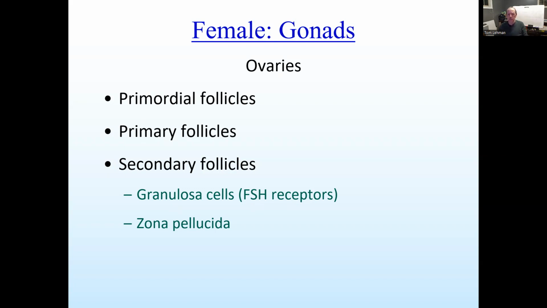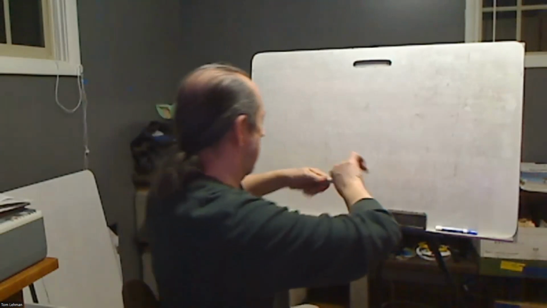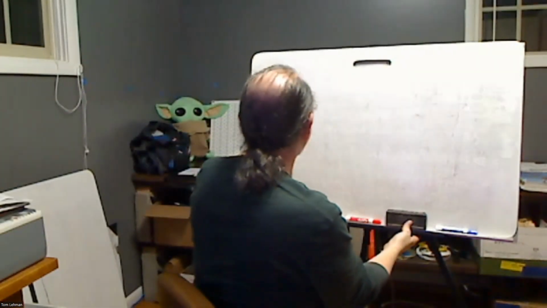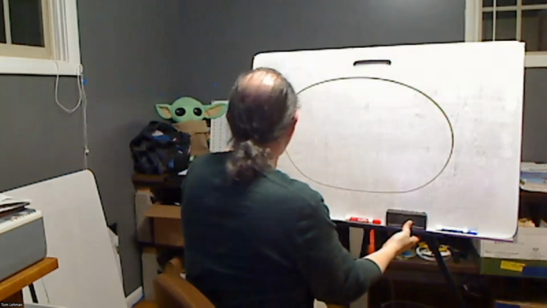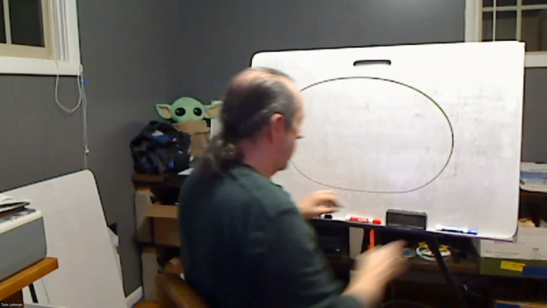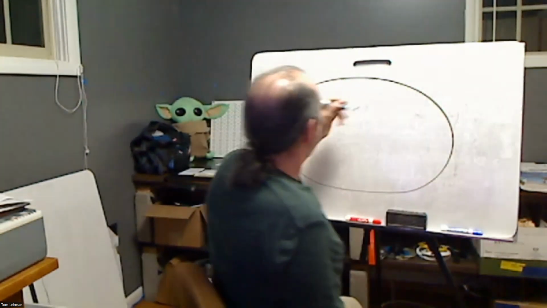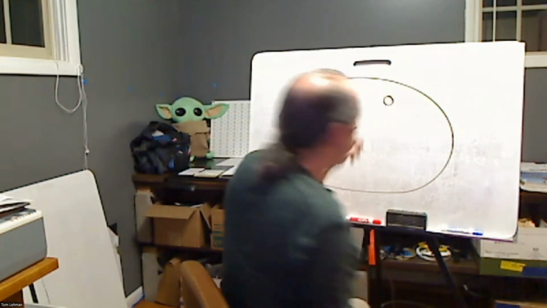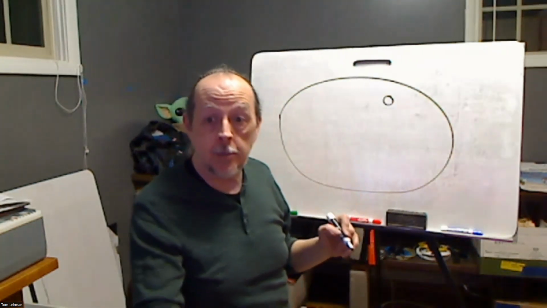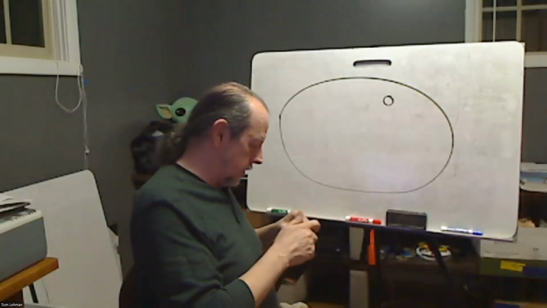And so let's draw this really quick. Let's assume that this is our ovary, and we've got our, so we'll pick this one as our primary oocyte. And so before anything else, this would be a primordial follicle.